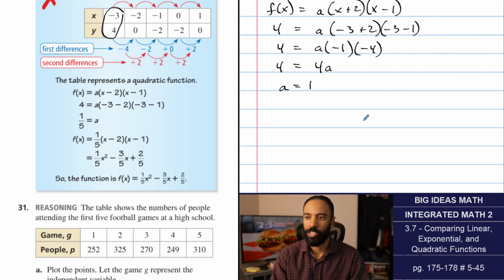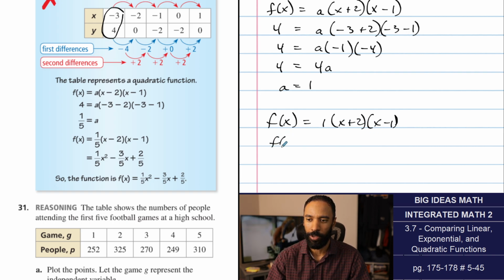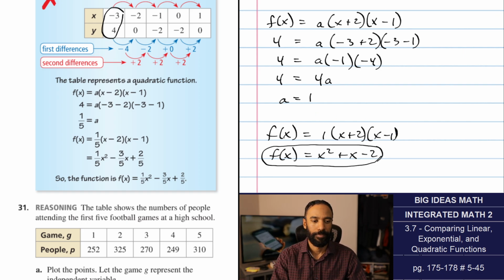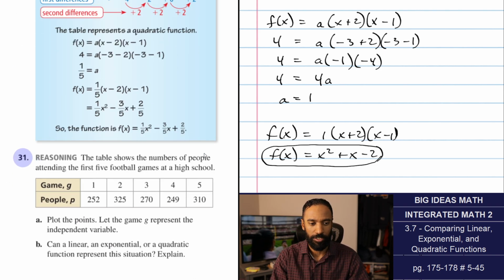Now, if A is 1, our equation will be 1 times x plus 2 times x minus 1. That 1 has no bearing on what I'm going to do when I FOIL. So I'm going to get x squared minus x plus 2x is plus x minus 2. Like that. There's the change. Much better. It's still quadratic, but some other things change from it.